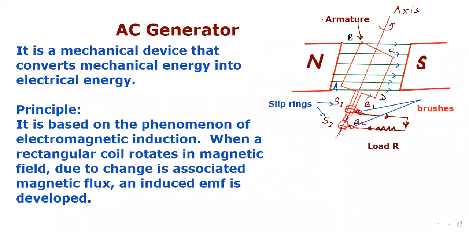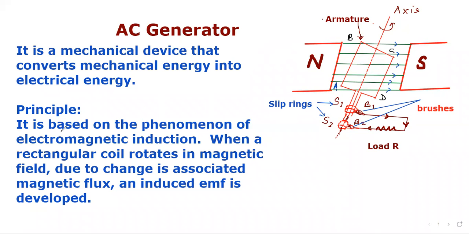This is the axis of rotation. These are slip rings. S1 and S2 are slip rings, and B1 and B2 are the carbon brushes. And this is the load resistance. The same thing I have discussed in detail. So let's try to understand.